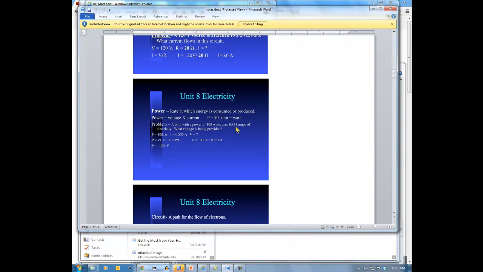So it tells us how fast the electrons are going through. It tells us how fast energy is being consumed. You've got to find out what is the push of those electrons going through the wire. Using this formula, it's simple algebra, you can calculate that voltage. So you just take the 100 watts, which is the power, divided by the current to get the voltage.